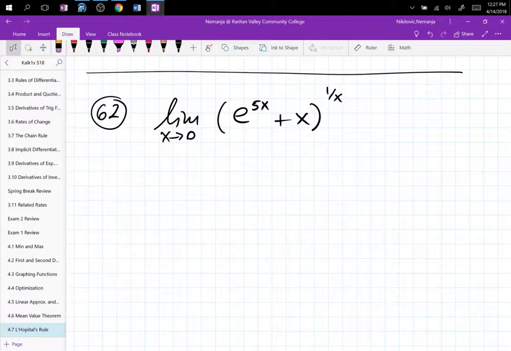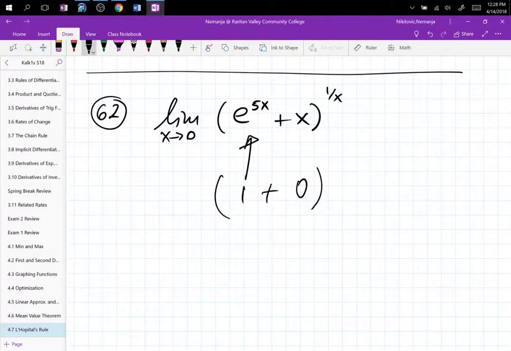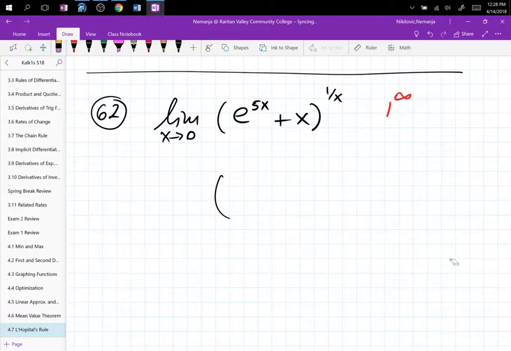Number 62: the limit as x goes to 0 of e to the 5x plus x, raised to 1 over x. Plug in 0. When you plug in 0, this guy is 1, plus this guy is 0, all of that raised to infinity. Yay! It's 1 to infinity. So e to the 0 is 1, plus 0 is 1, and 1 over 0 is infinity, so 1 to infinity. Good.